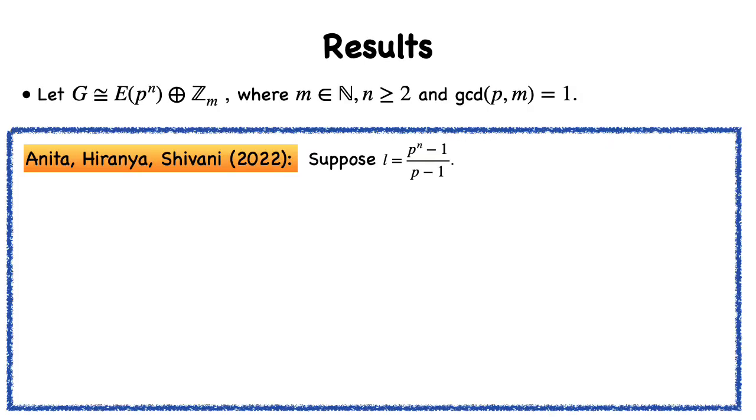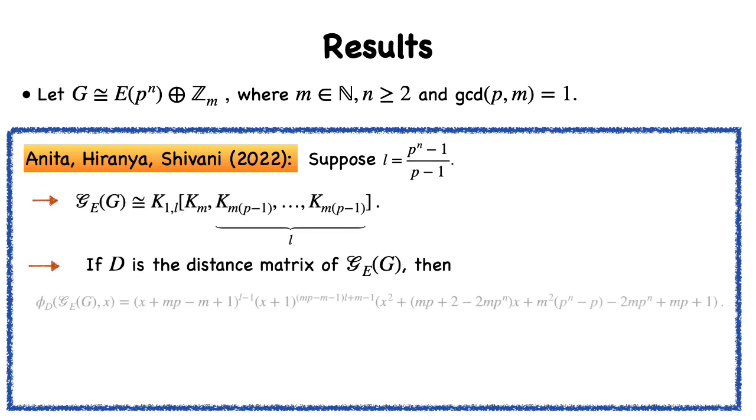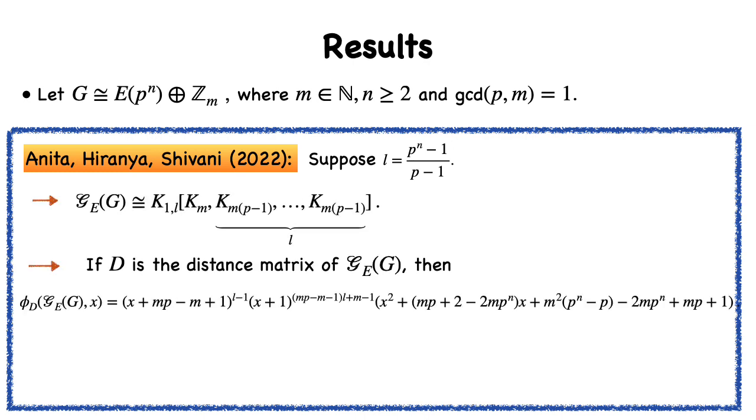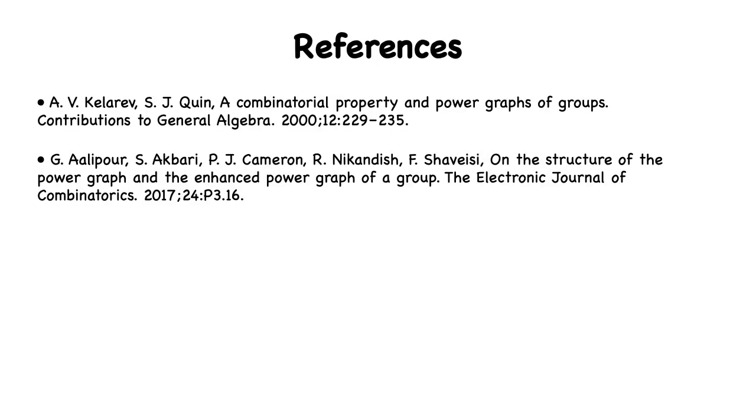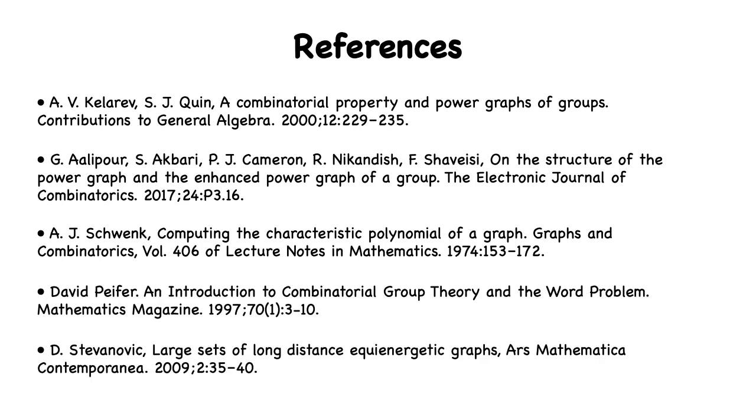In our last result, we found similar results for the distance matrix of the enhanced power graph of the group E_P^n direct sum Z_m. These are some references which are used in our work. The first two references introduce the beginning of the concept of power and enhanced power graphs, and the later ones are focused on the application point of view.